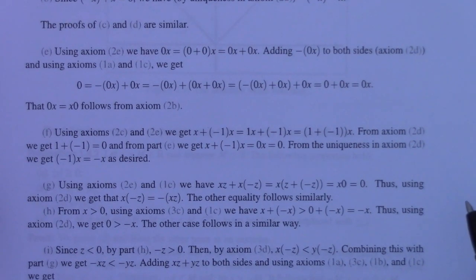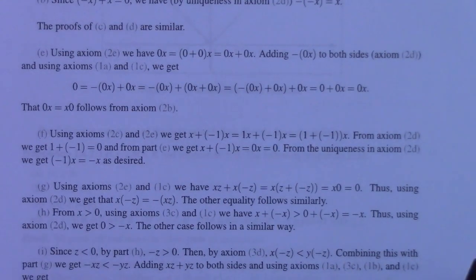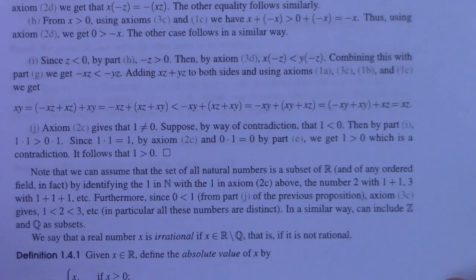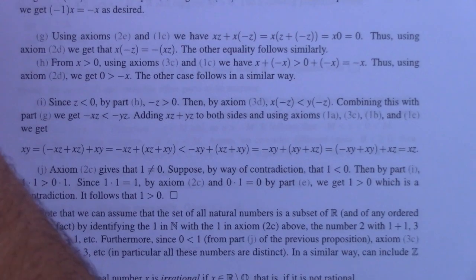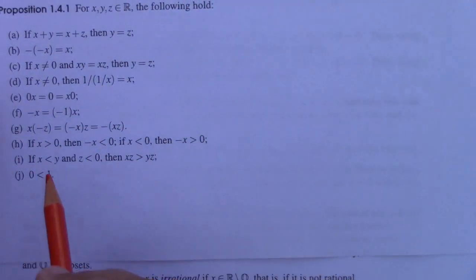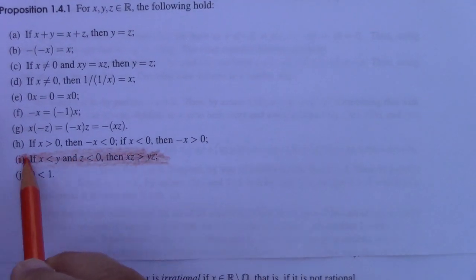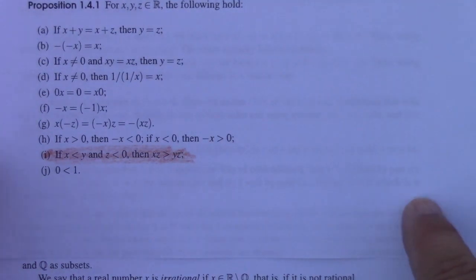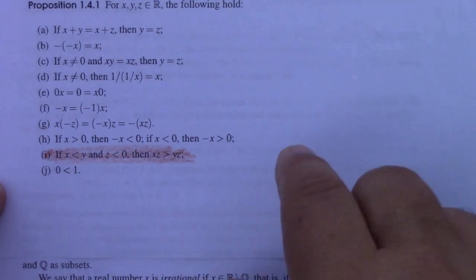Let's look at the proof of part I. Just to remind you, let me bring it back here for a second so we can look at it. Part I is this guy. Part I says that when we multiply an inequality by a negative number, it flips the inequality, right? So x less than y, z less than 0, then xz is greater than yz, right? Okay, so how do we prove that?